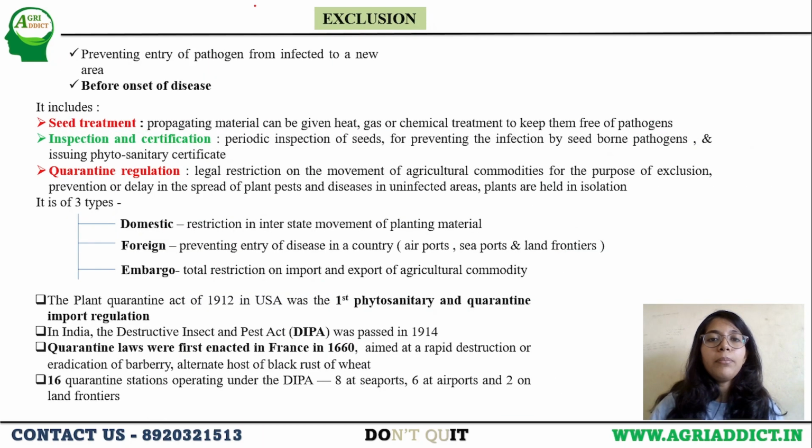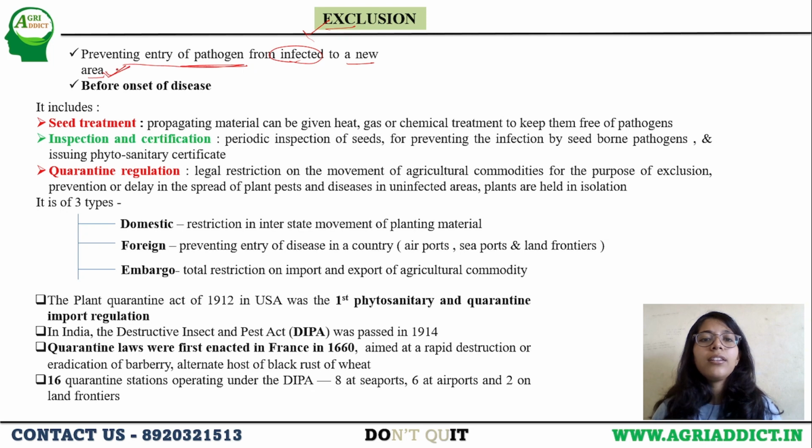So our next principal method is exclusion. What do you mean by exclusion? It prevents the entry of the pathogen from the infected area to a new area. New area means the area where the disease is not prevalent. So it prevents the entry of the pathogen from the infected area to an uninfected area. And it is also adopted before the onset of the disease, that is, it also helps in the prevention of the occurrence of the disease.